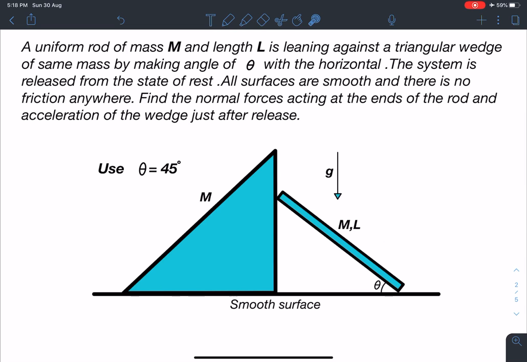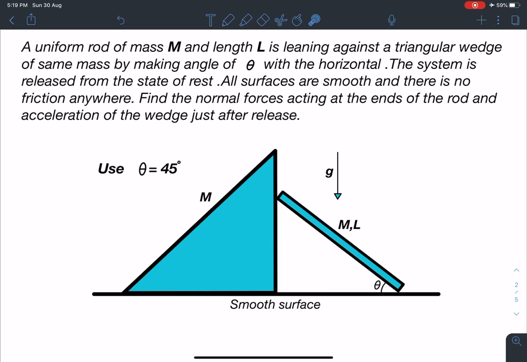A uniform rod of mass m and length L is leaning against a triangular wedge of the same mass, making an angle of theta with the horizontal. The system is released from the state of rest. All surfaces are smooth and there is no friction anywhere. Find the normal forces acting at the ends of the rod and the acceleration of the wedge just after release.